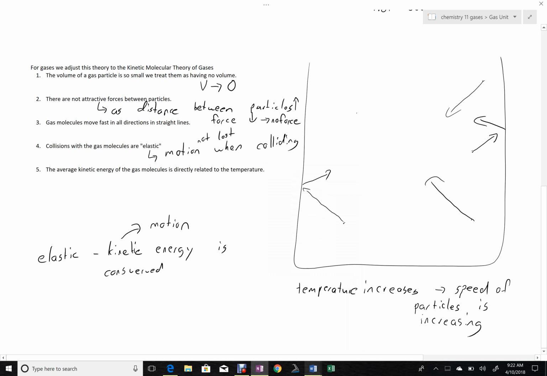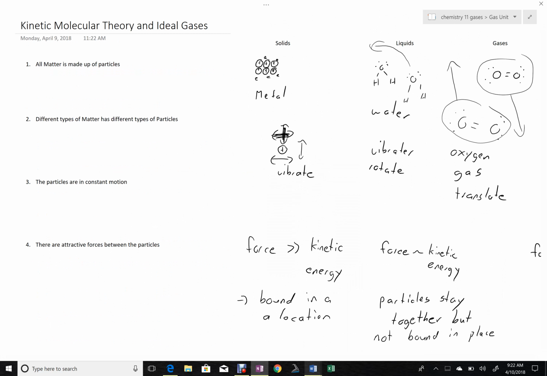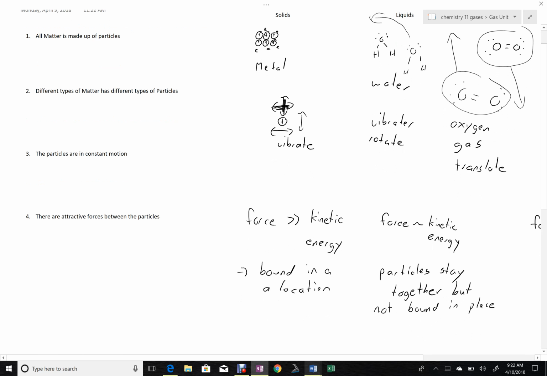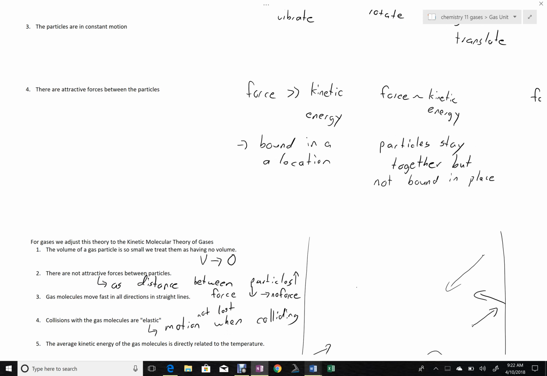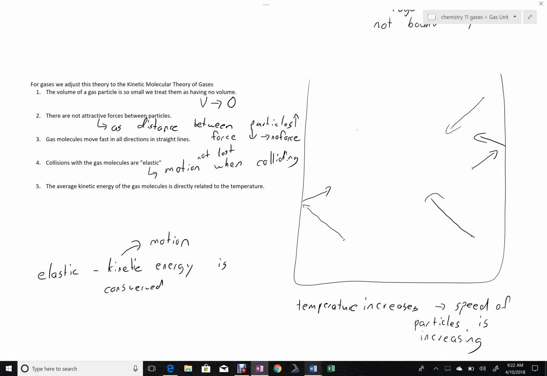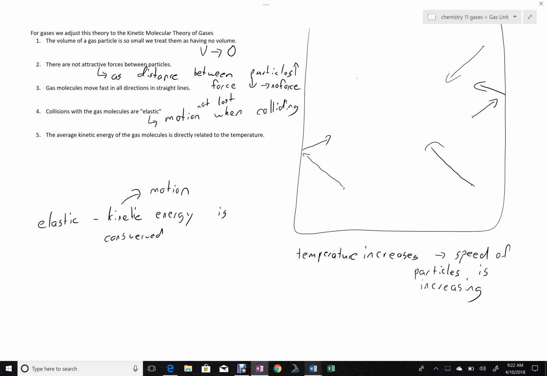So here are basic rules that apply to all matter. All matter is made up of particles. Different types of matter have different types of particles. The particles are in constant motion, and there are attractive forces between the particles. And here are how we adjust those rules to deal with gases, making some assumptions here that aren't completely true, but are close enough to true that they help us handle how gases behave fairly accurately.